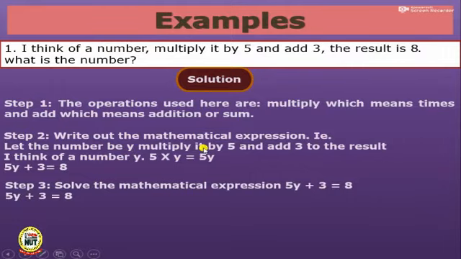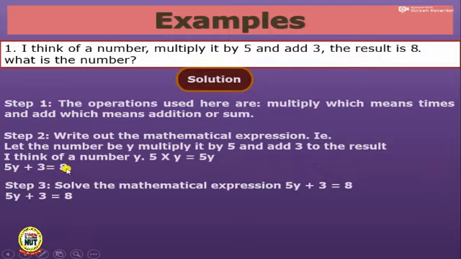Then multiply it by 5. That is, multiply y by 5 and add 3 to the result. Now remember, I think of a number which I've agreed is what? y. Multiply by 5, that is 5 times y, and that will give us 5y. Then the next is what? Add 3 to the number. So that becomes 5y plus 3. And then the result is 8. So 5y plus 3 is equal to 8.